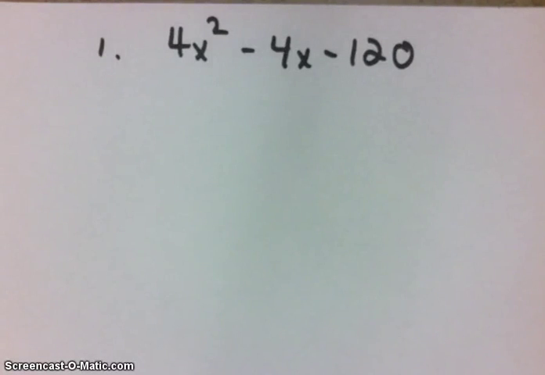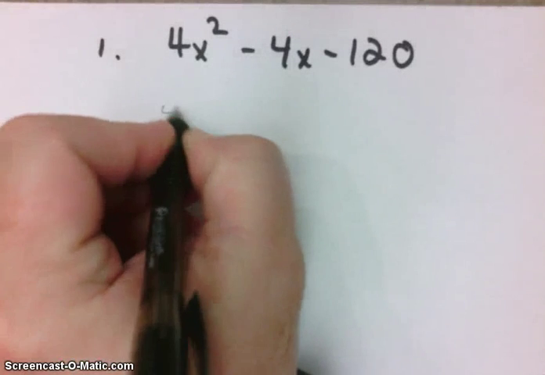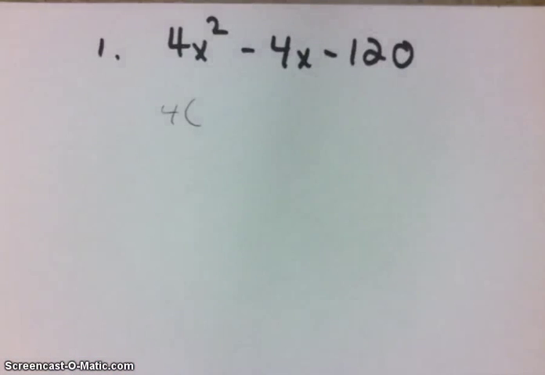Number 1 is 4x squared minus 4x minus 20. And right now in your head, I want you to answer this question. What is the first thing you should do when you're factoring quadratics? So the first thing you should always try to do that will help yourself is take out a common factor if one exists. And in fact, in this case, one does exist. There's a common 4, and I'm going to go ahead and take that out.